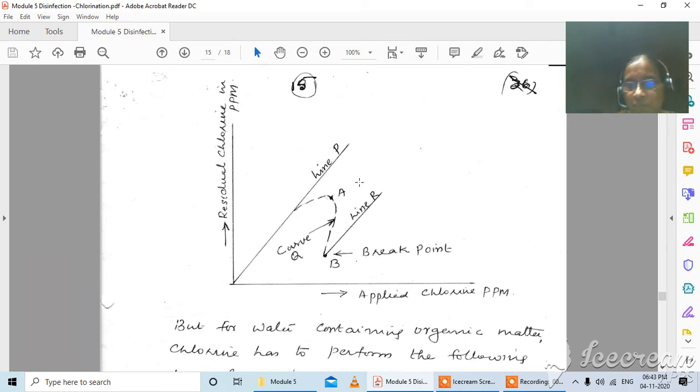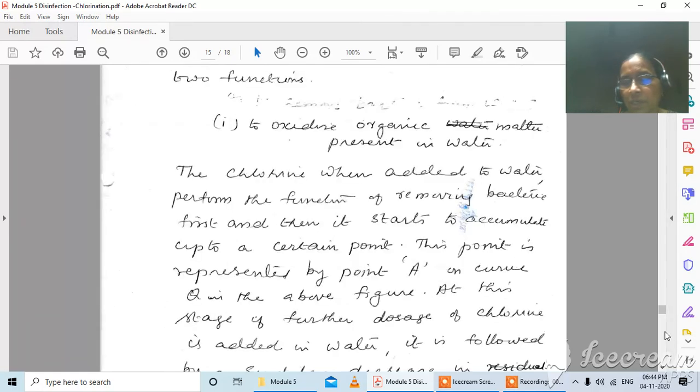So this is the explanation of your curve and the breakpoint chlorination. For practical purposes, we make use of this property of the chlorine dose to identify at which point you have to control the chlorine dose in a particular water supply system. So that is the breakpoint chlorination, and this is what is explained in this para.